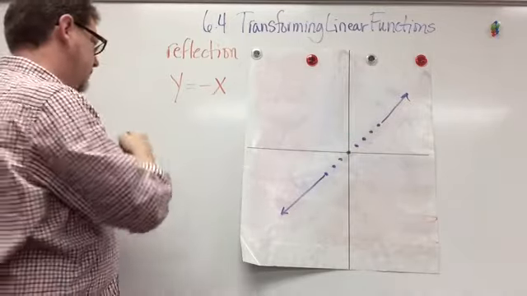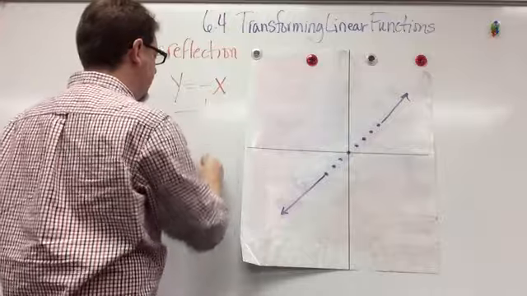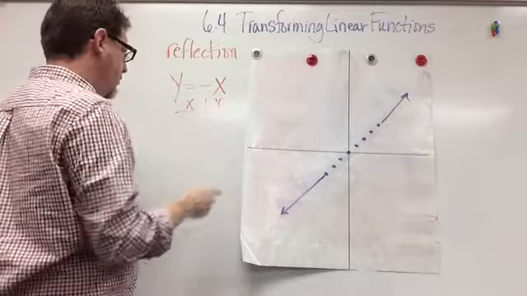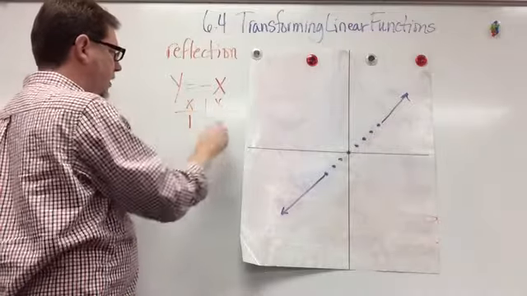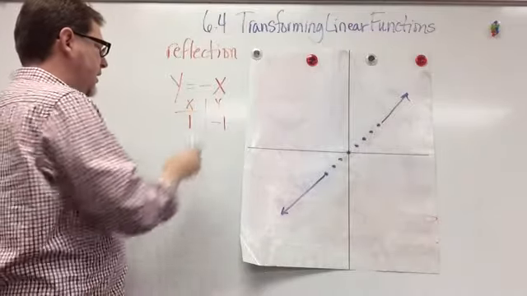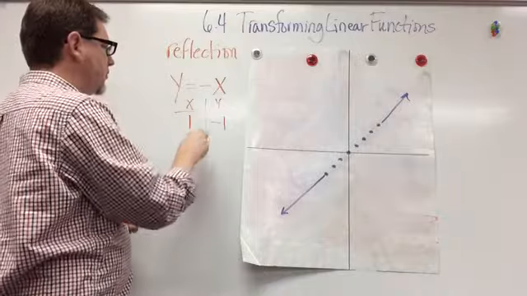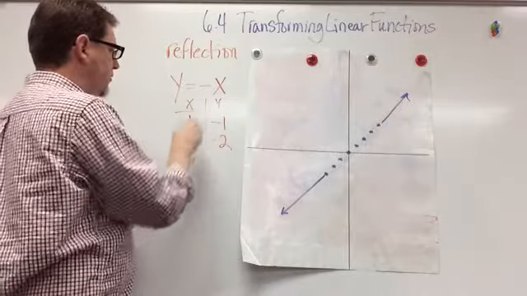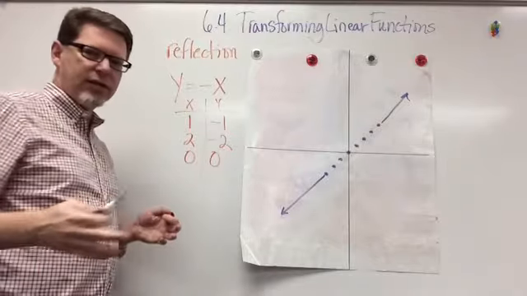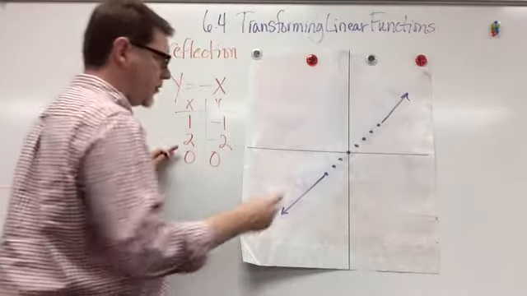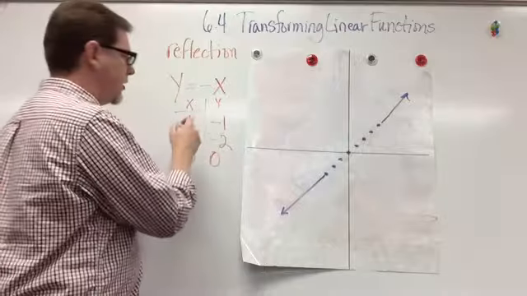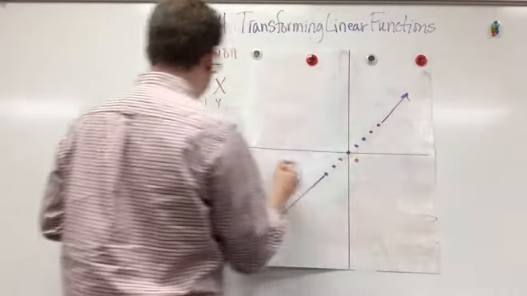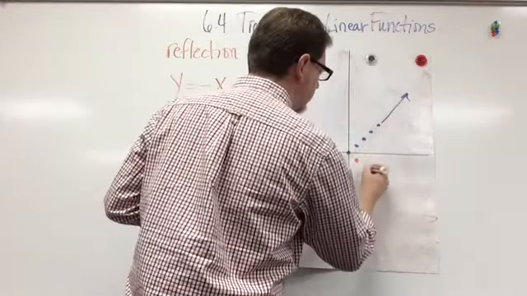So what does this look like? I'll create my table. If x is 1, then y is negative 1. If x is 2, then y is negative 2. If x is 0, y is still 0. So let's graph that and see what that looks like. We're going to go ahead and do 0, 0, it's there. 1, negative 1: across 1, down 1. And 2, negative 2.